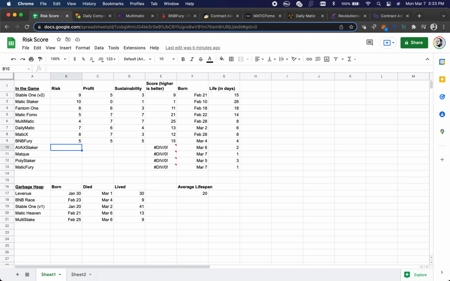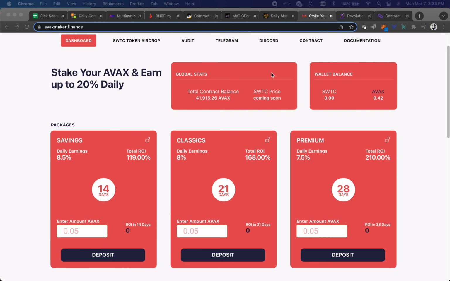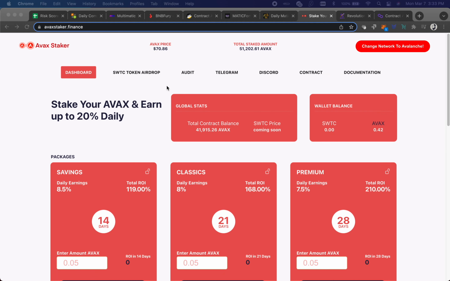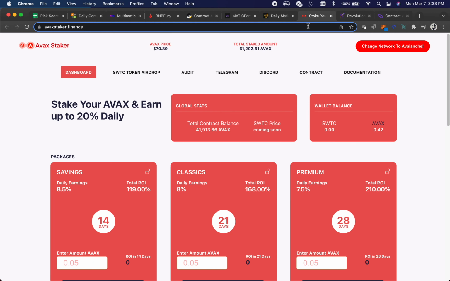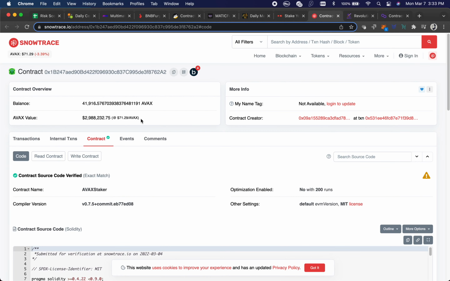AVAX Staker, this one launched yesterday. Let's move it over here so you can see it. This one on Avalanche, this thing just skyrocketed as soon as it launched. I mean, this is like 36 hours old, not even that, and it has just gone crazy. It's got almost 42,000, probably higher. I think I need to refresh the page here. Let's look at the contract. Almost 3 million staked in 36 hours. That is like incredibly high.